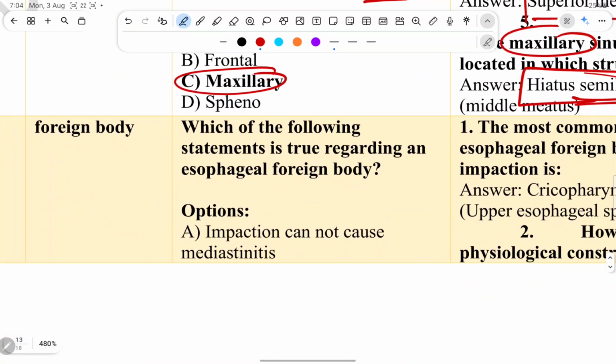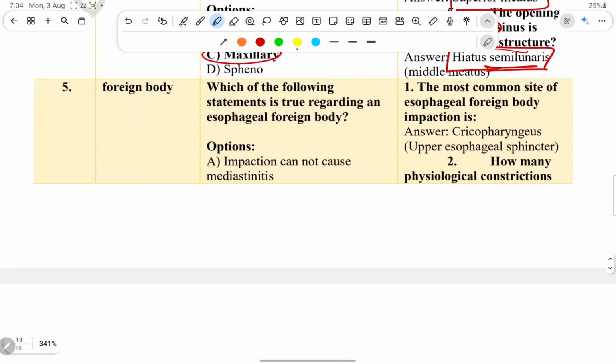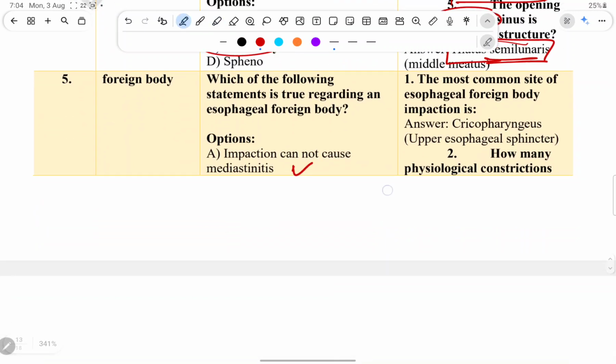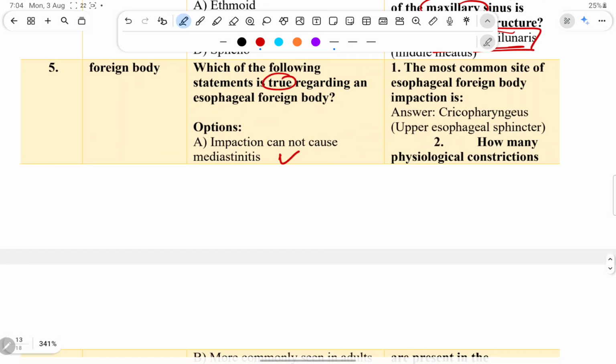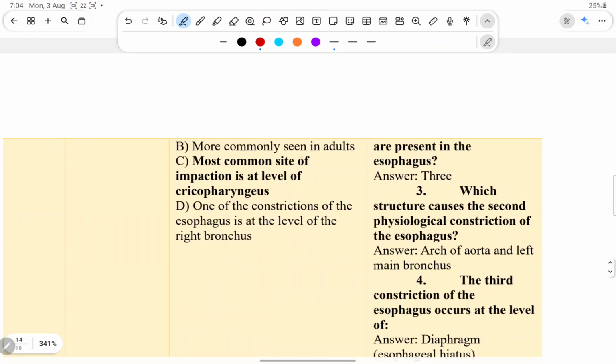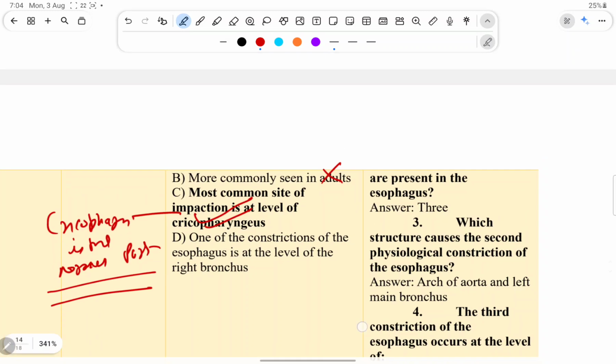Okay, which of the following is true regarding esophageal foreign body? Impaction cannot cause mediastinitis. It can cause mediastinitis. It is the wrong question. Which of the following is true? Okay, true: more commonly seen in adults. The most common site of impaction is the cricopharyngeus. Cricopharyngeus is the narrowest part, so impaction here has the maximum chances.